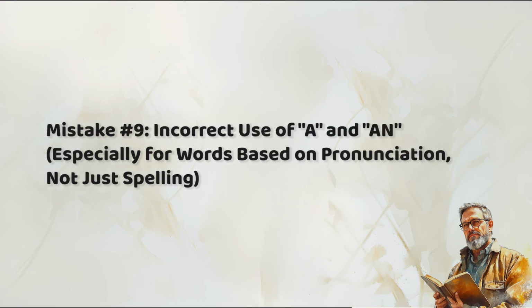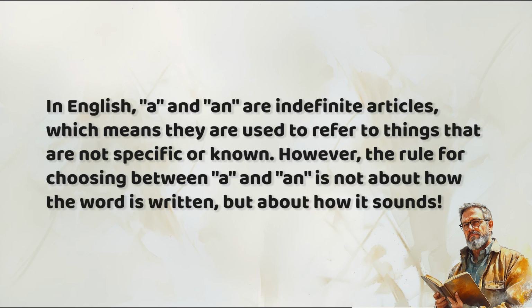Mistake number 9. Incorrect use of a and an, especially for words based on pronunciation, not just spelling. In English, a and an are indefinite articles, which means they are used to refer to things that are not specific or known. However, the rule for choosing between a and an is not about how the word is written, but about how it sounds.